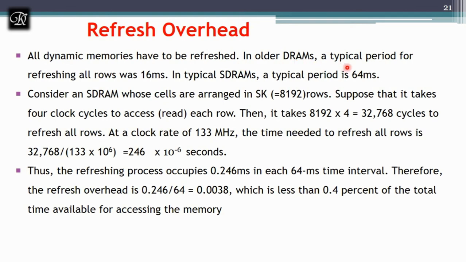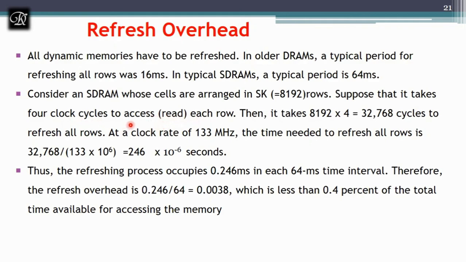In older DRAMs, a typical period for refreshing all the rows was 16 milliseconds. In a typical SDRAM, the period is 64 milliseconds. You can see 16 milliseconds is very little, but 64 is a little more, which is there in the typical SDRAM available in the market right now. Consider an SDRAM whose cells are arranged in 8192 rows.